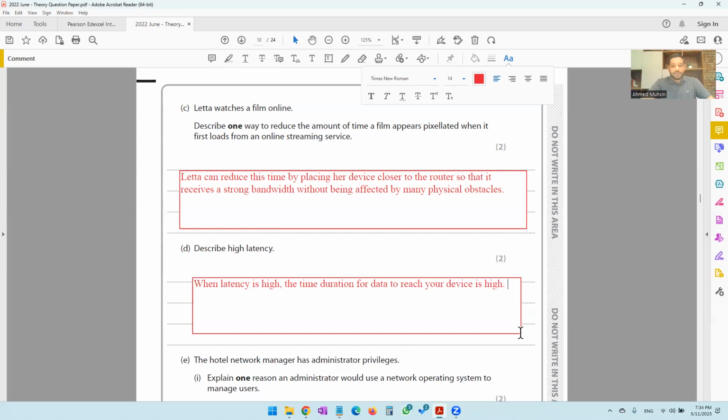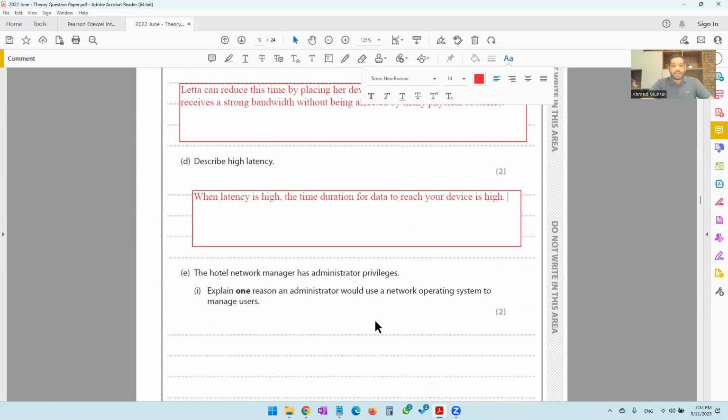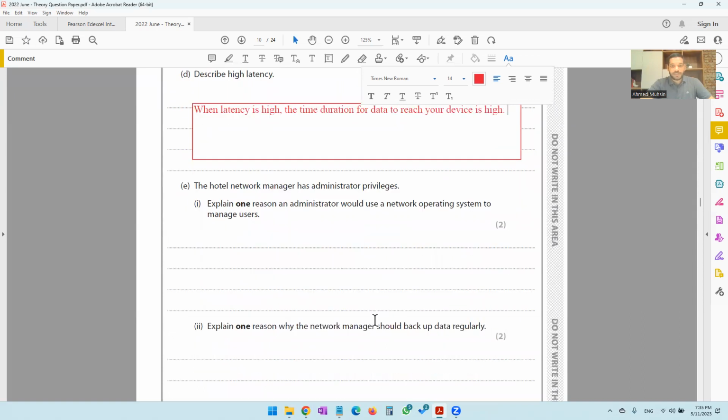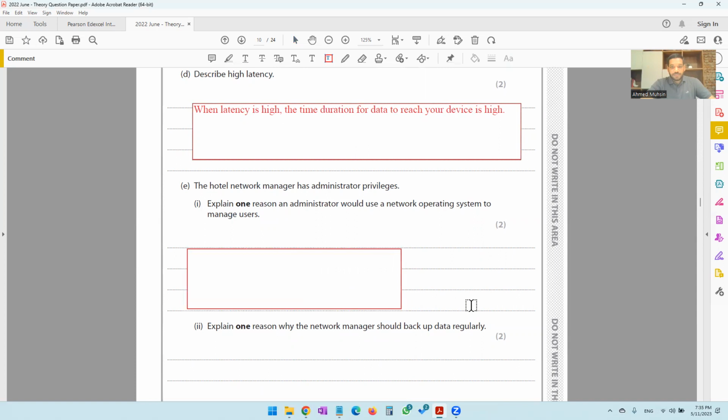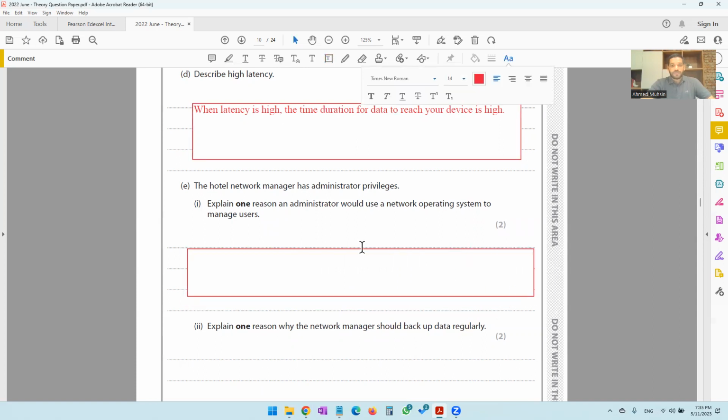The hotel network manager has administrator privileges. Explain one reason an administrator would use a network operating system to manage users. So we are talking about a hotel network manager and he has administrator privileges, which means he can control the access that each user has in the network. This is what we call file access rights.